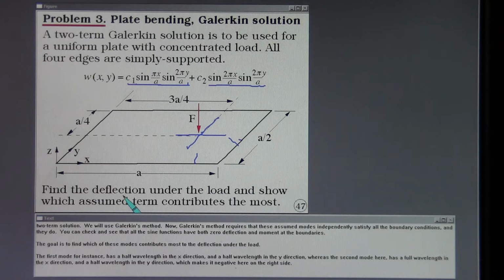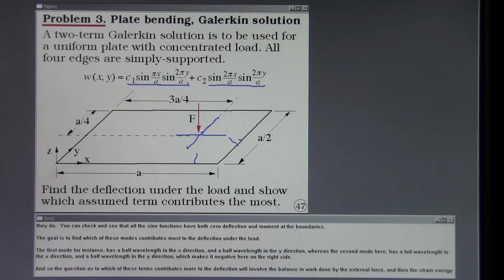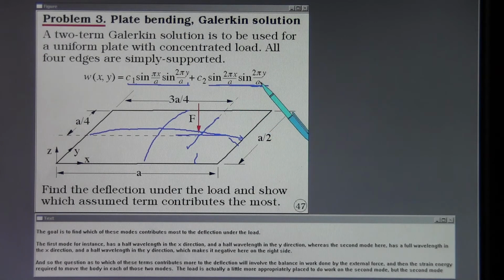The goal is to find which of these modes contributes most to the deflection under the load. The first mode, for instance, has a half wavelength in the x direction and a half wavelength in the y direction, whereas the second mode here has a full wavelength in the x direction and a half wavelength in the y direction, which makes it negative here on the right side.